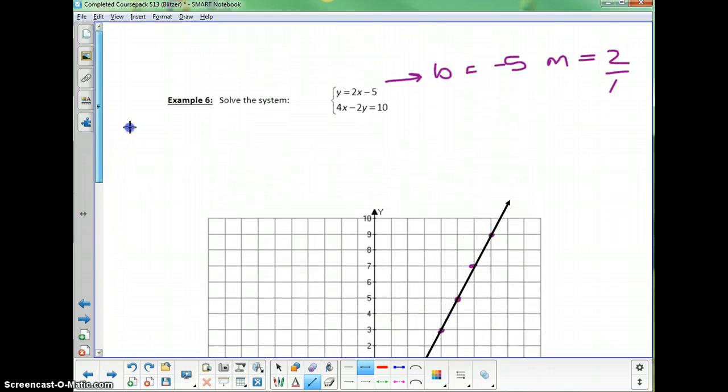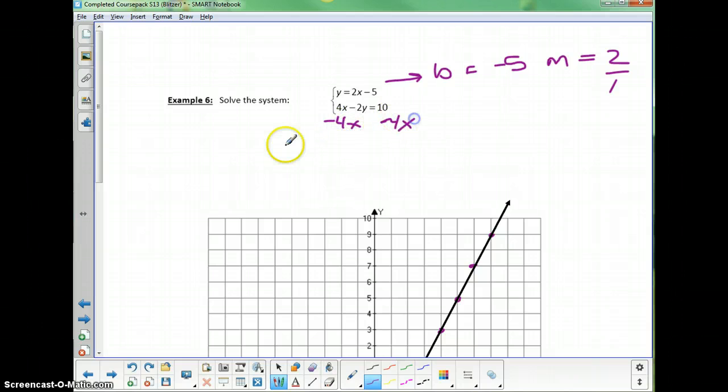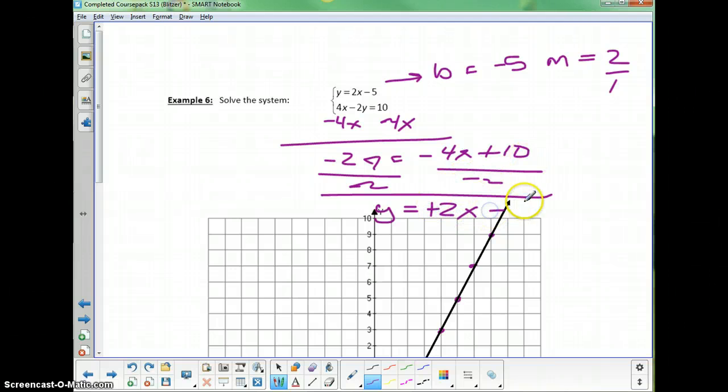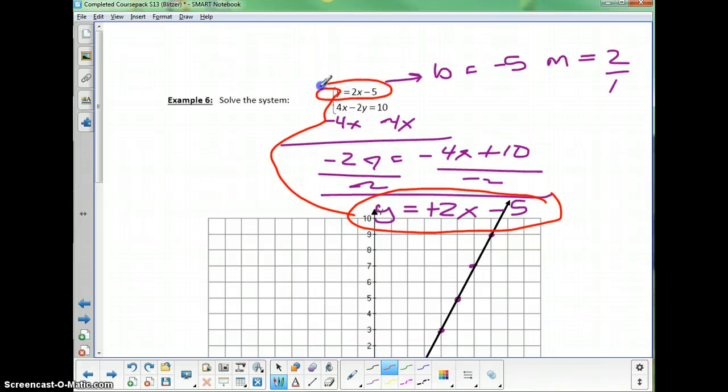And then let's go ahead and look at the next line. Okay, I need to solve for y on the next line, so I'm going to subtract 4x from both sides. That gives me -2y equals -4x plus 10. Then we're going to go ahead and divide by -2 to get y by itself. So y equals -4 divided by -2 is -2. Oops, divided by -2 is +2, x. 10 divided by -2 is -5. Notice that this equation is the same as this one.